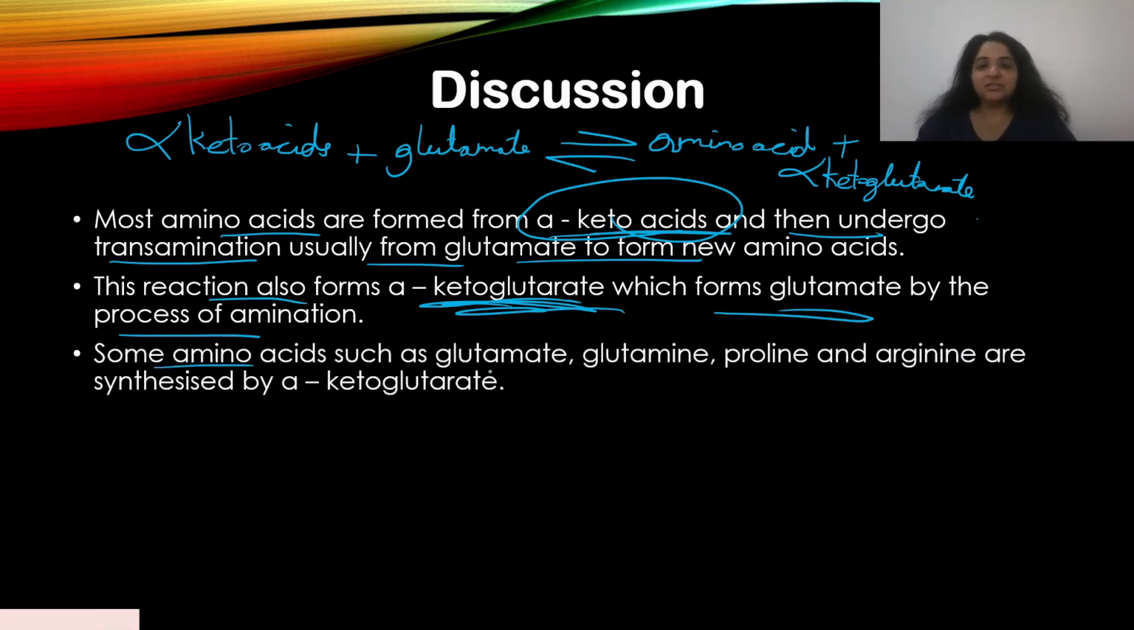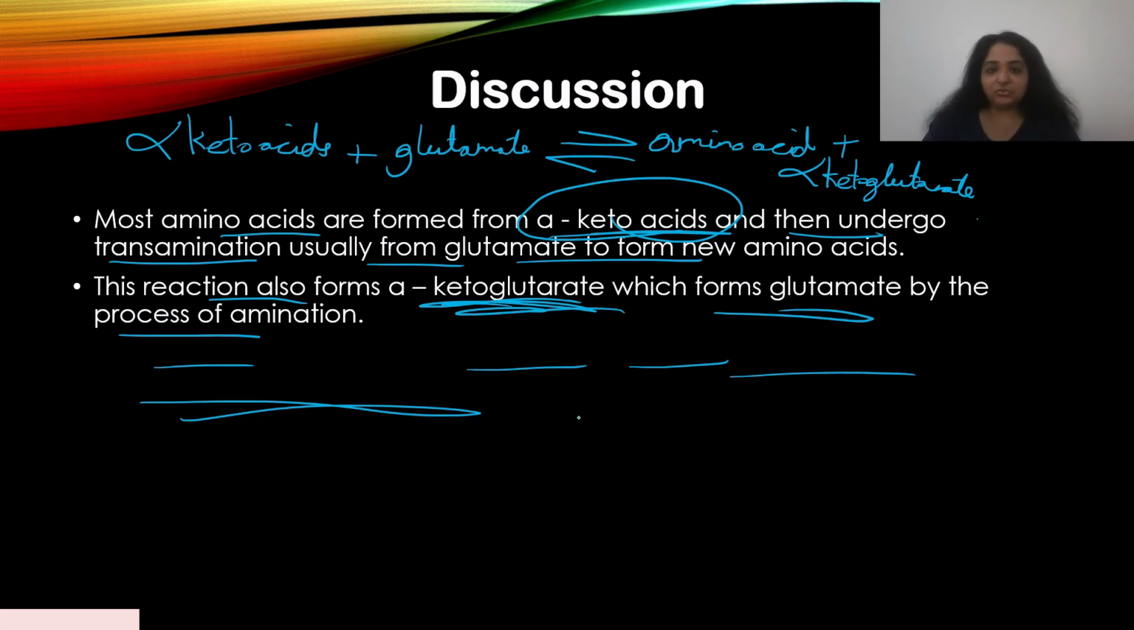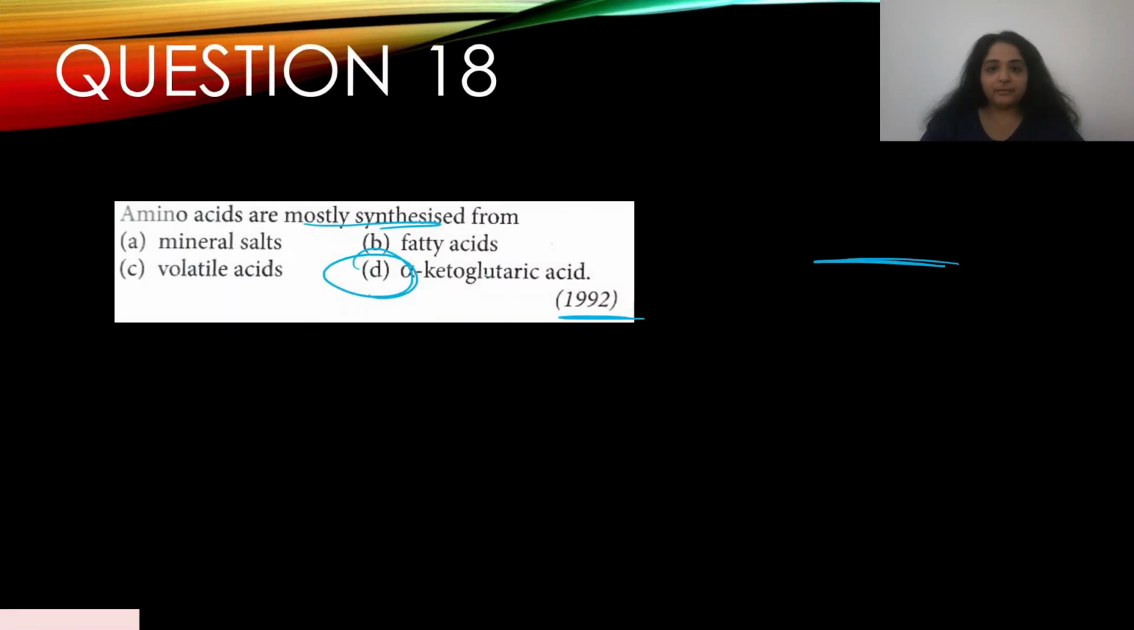Now some amino acids such as glutamate, glutamine, proline and arginine are synthesized from alpha ketoglutarate. I mean, they just need alpha ketoglutarate to form, like we've seen previously. See how alpha ketoglutarate is used to form glutamine, glutamate, proline and arginine. So these amino acids belong to the alpha ketoglutarate family. Like in the option, it said alpha ketoglutarate acid. So that is the appropriate option amongst A, B, C, and D here.